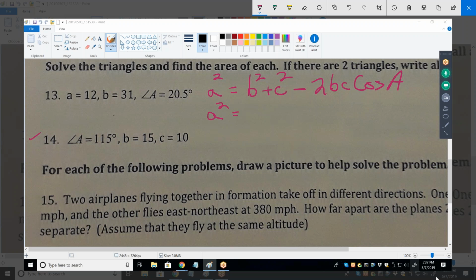Let's see. 15 squared is 225. 10 squared is 100, so that's 325. Minus 2 times 150, that's 300, cosine of 115 degrees, which we're going to have to look up. That's not one we can figure out without the calculator. Go ahead and come up with that number right there. So 325 minus 300 cosine of 115.